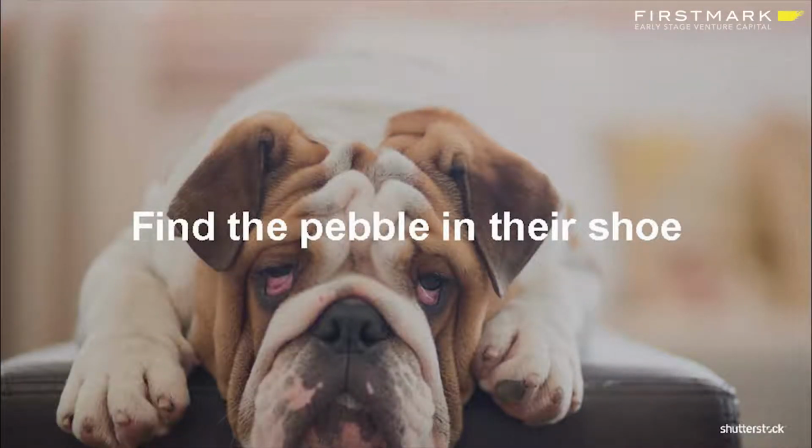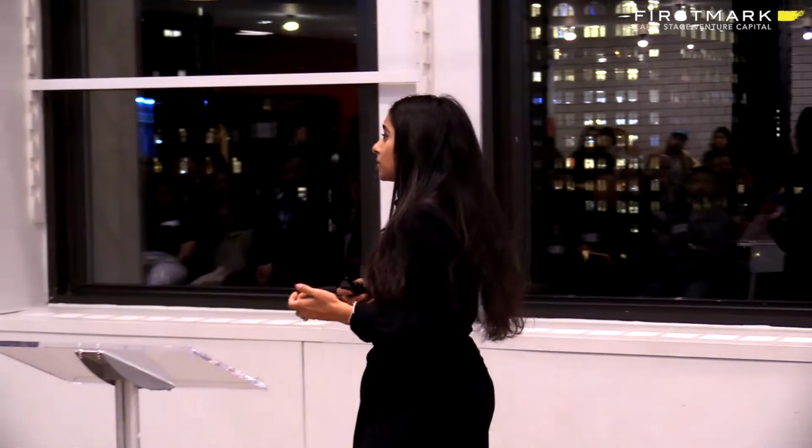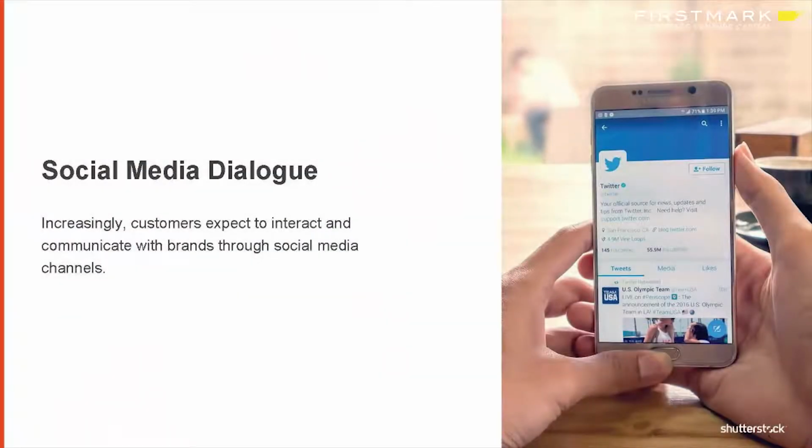This one's pretty self-explanatory, but find the pebble in their shoe. Try to understand all the different potential pain points that your customers are feeling in their workflow, in their everyday life, and what that means for them as well. A great way to do this is to leverage social media.